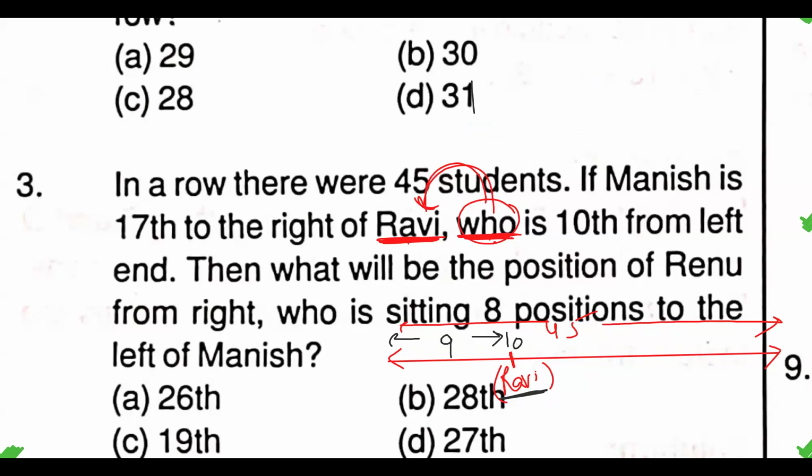That if Manish is 17th to the right of Ravi, that means now if we start counting from Ravi, Manish should be 17th to the right. That means if this is 1, 2, 3, 4, 5, 6, see, I'm just drawing all of them, right? So 1, 2, 3, 4, 5, 6, 7, 8, 9, 10, 11, 12, 13, 14, 15, 16, 17. 17 is coming out to be here, and this will be Manish, because Manish is sitting 17th to the right of Ravi.